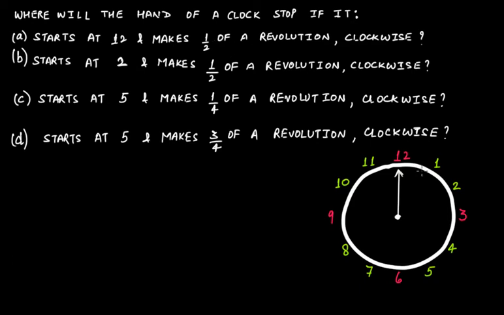Half of a revolution always means what? A straight angle, and a straight angle will be when this hour hand reaches 6. So when this hour hand reaches 6, then this will make half a revolution. So your hour hand will be at this position, 6, for this first one. So the answer will be: your hour hand will stop at 6.